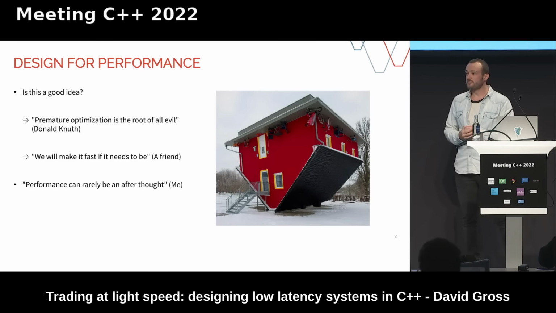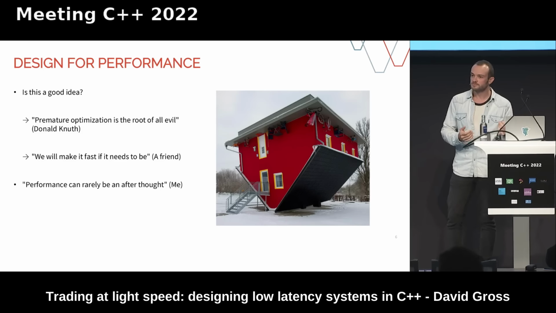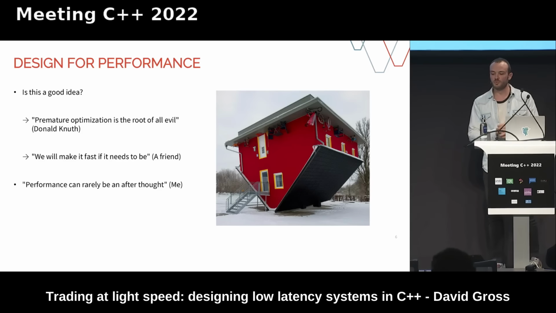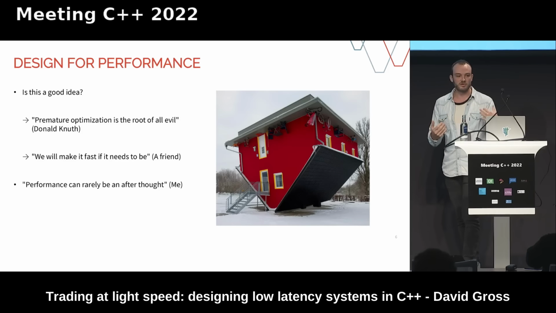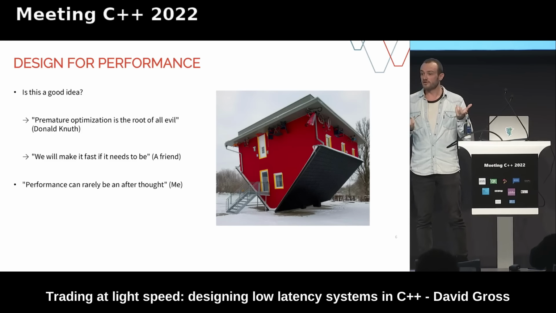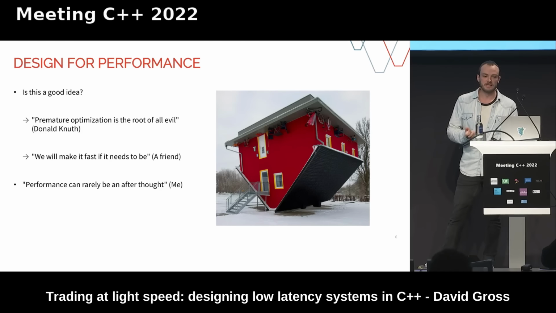So first of all, design for performance. That's what we're going to talk about today. Is it actually a good idea? You know what Knuth said: premature optimization is the root of all evil. Also a friend saying, we will make it fast if it needs to be. Well, that sounds reasonable. I consider myself a pragmatic engineer, only solving problems when they happen. So I like that. I agree with that.